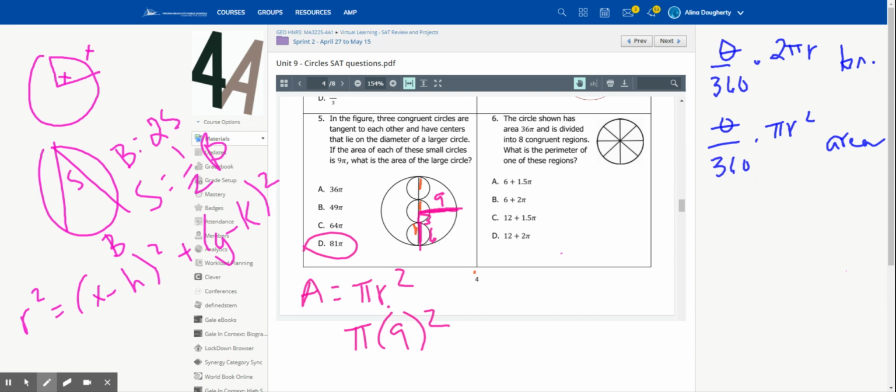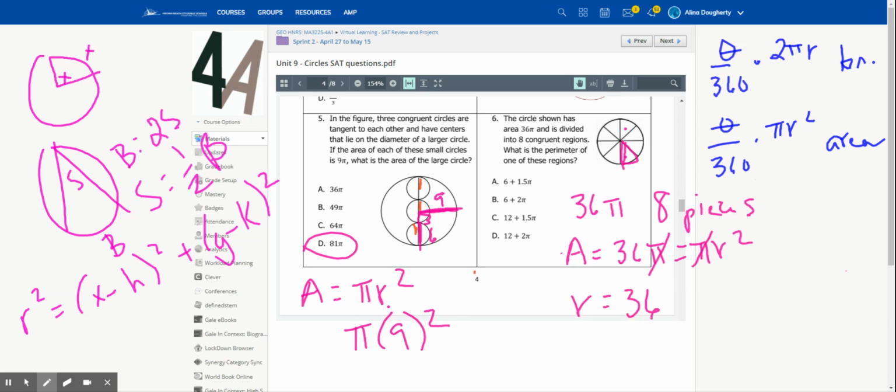The circle shown has an area of 36 pi. So there's a couple different ways of thinking about this one. I've got 8 pieces, 1, 2, 3, 4, 5, 6, 7, 8. So 36 pi, and I know 8 pieces, right? What is the perimeter of one of these regions? So I want to find the perimeter, which means I need to know the radius and the arc length. So if I know the area is 36 pi, and that equals pi r squared, if I divide by pi and take the square root, r equals 6. So I know 2 of those pieces are 6 and 6. The problem is this piece out here, that arc length. So we've got to use our arc length formula in order to figure that out.